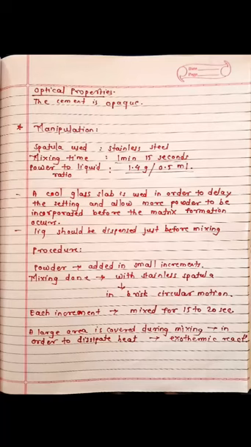What is the mixing time of zinc phosphate cement? 1 minute 15 seconds. What is the powder to liquid ratio? 1.4 gram to 0.5 ml. So this is the manipulation, advantages and disadvantages of zinc phosphate cement.